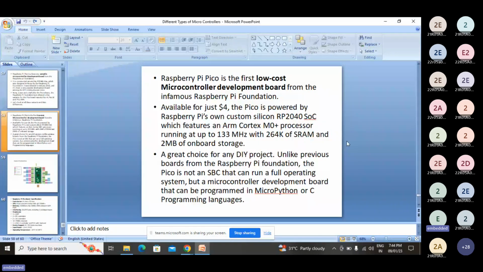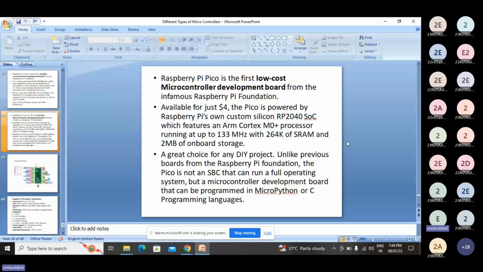Available for just $4, the Pico is powered by Raspberry Pi's own custom silicon RP2040 SoC, which features an ARM Cortex M0 Plus processor running at up to 133 MHz with 264 KB of static RAM and 2 MB of on-board storage. A great choice for DIY projects.